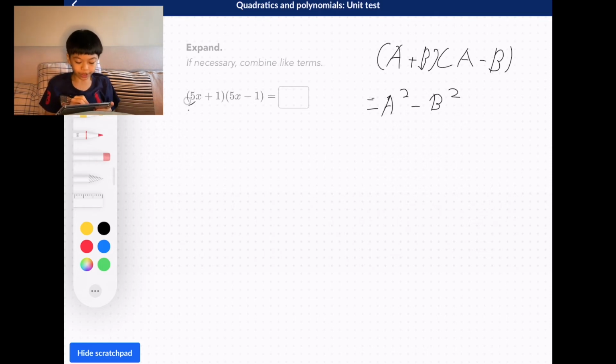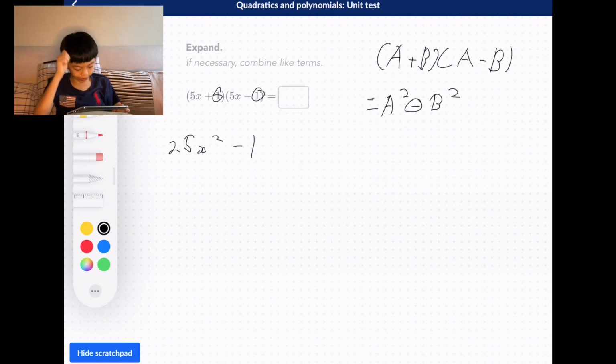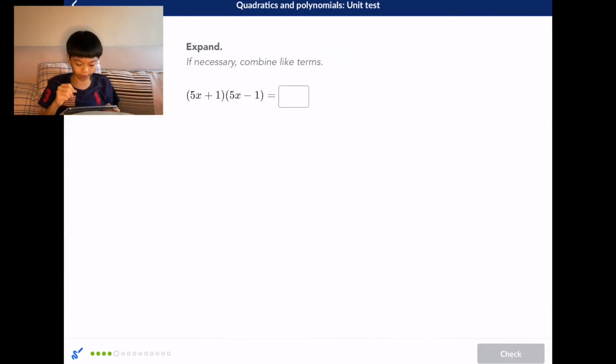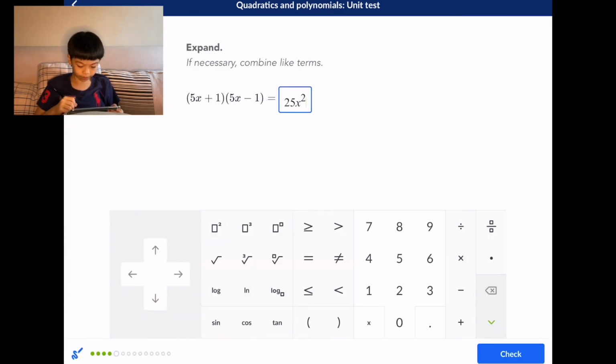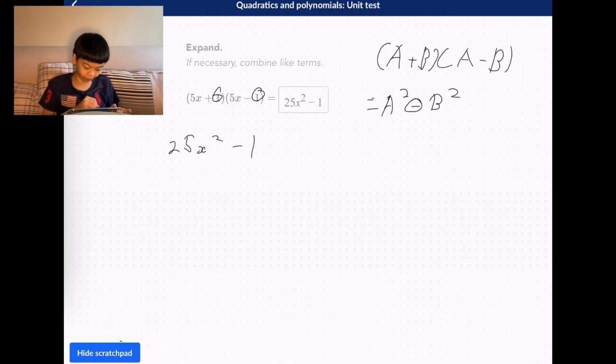5x is the a. What is the squared for that? What is the square for that number? 25x squared is the square for 5x. Now what is the b? The b would be 1 over here. You don't bother about the negative or positive sign first. 1 is the b. So now we have to square that. What's the square of 1? You do 1 times 1, which is 1. So it would be minus 1, because over here there's a minus. You can confirm then that, watch, 25x squared plus, no, not plus, minus 1. That's right.